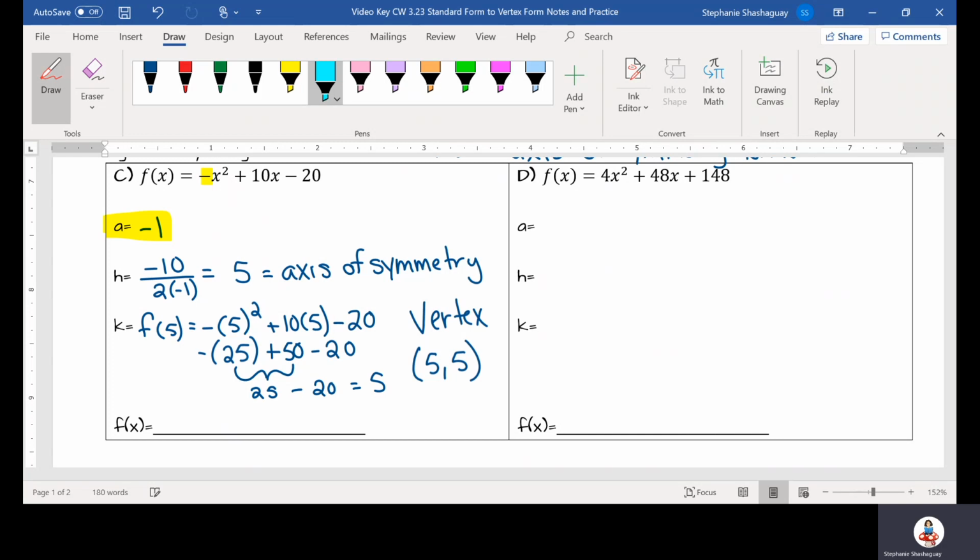So here's my a. My h we determined was 5, and my k was also equal to 5. And my x value, my y value, my h, my k, which is the same thing as your x and y. So f of x is going to equal -(x - 5) squared plus 5. And my h, my k, my a.